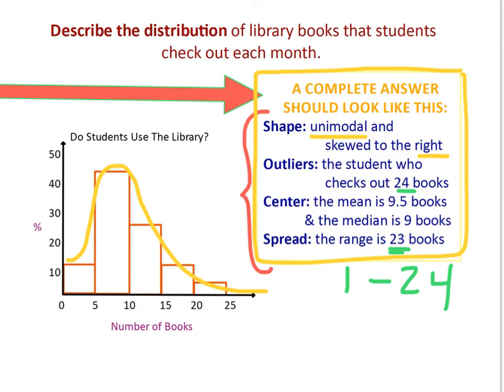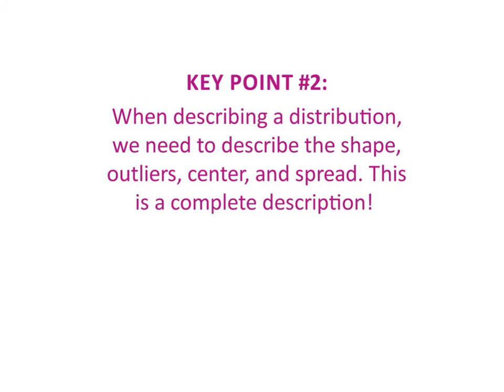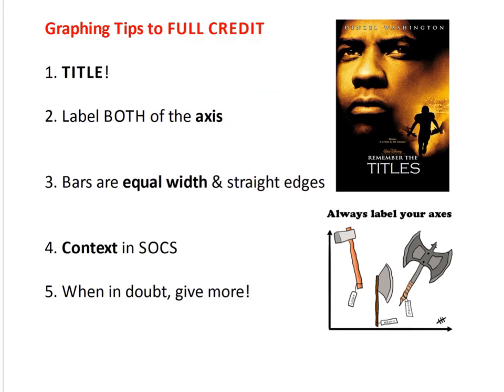So key point number 2, when describing a distribution, we need to talk about the shape, outliers, center, and spread. That is the only way to have a complete description. So if the question asks you to describe a distribution, you need to talk about all 4 of these. Do not forget that. That is a huge place where students tend to struggle.